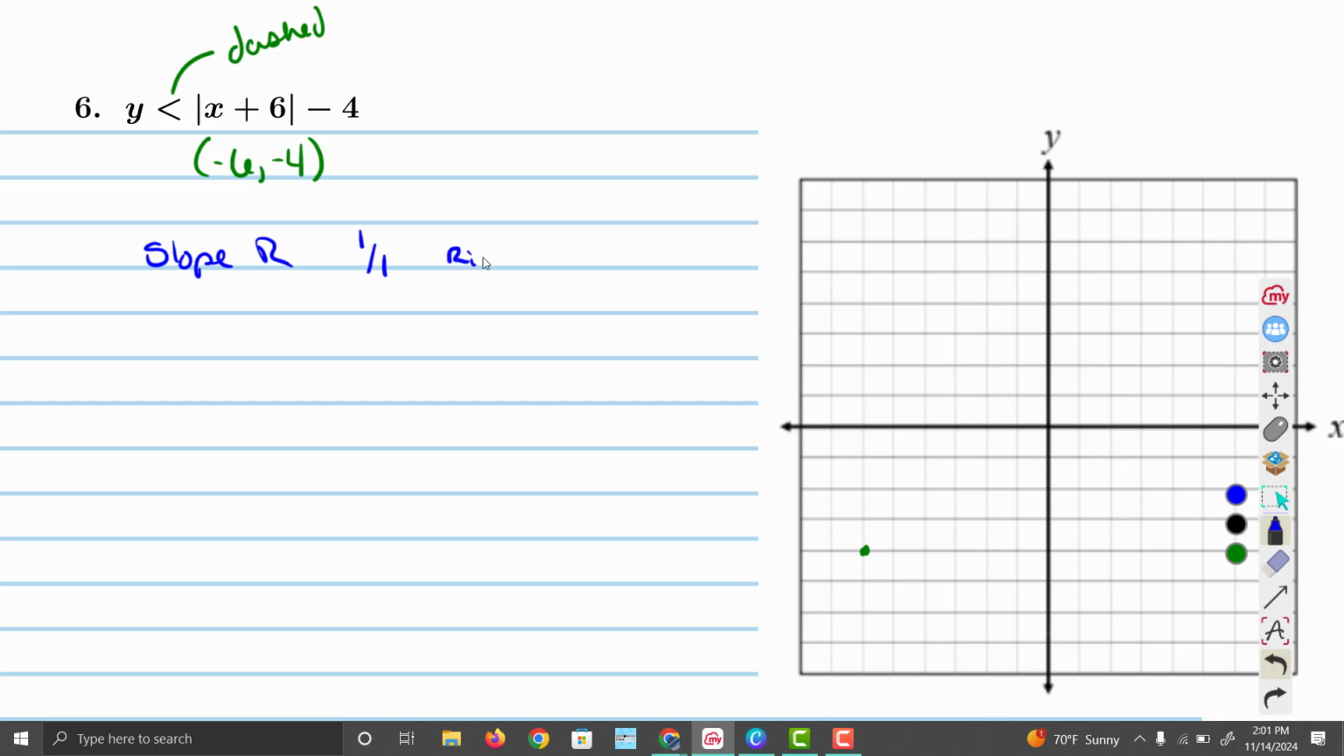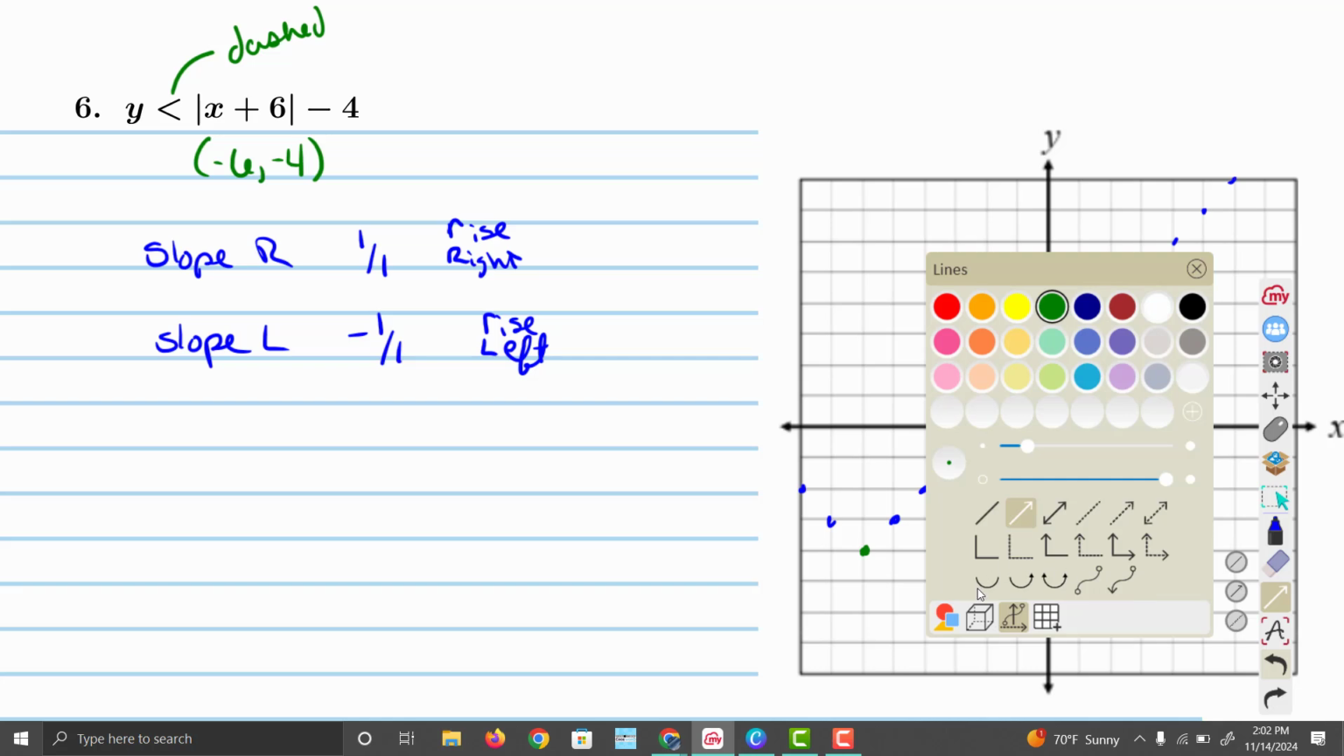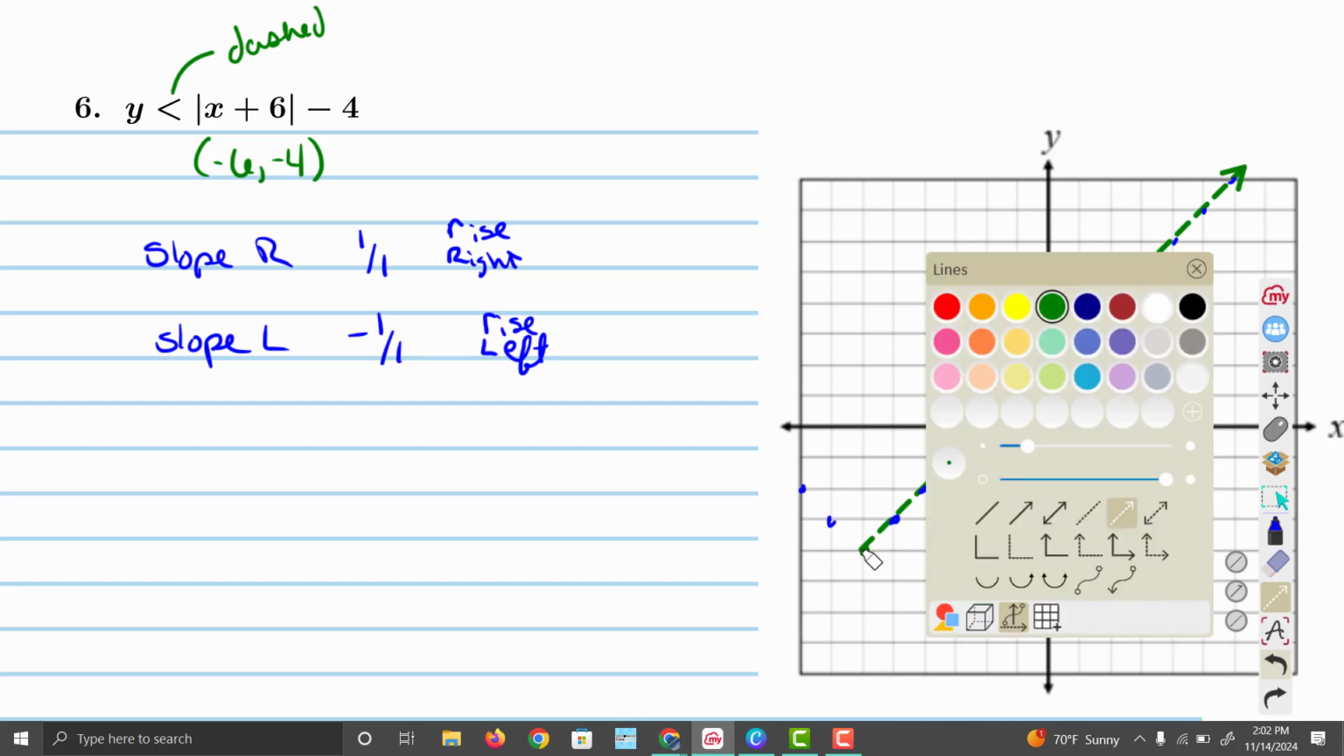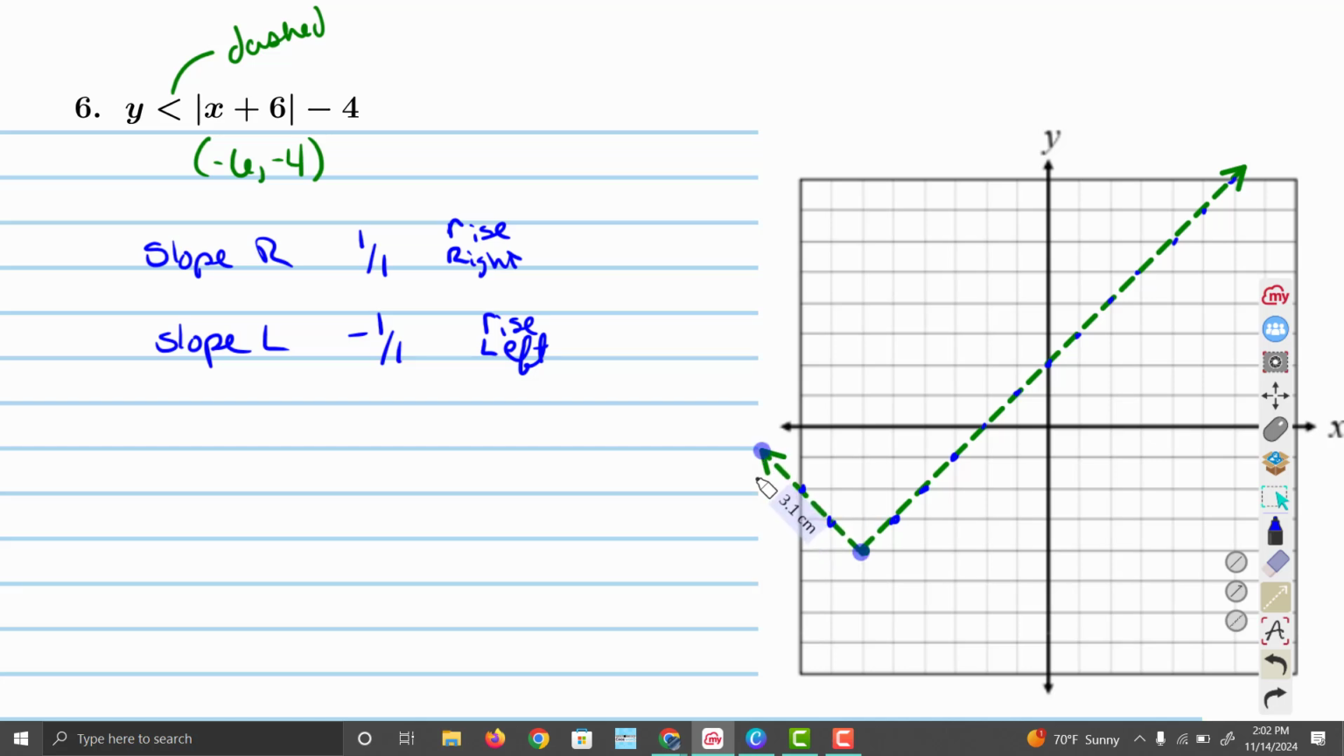So that means as I go right, I rise or go up. My slope going to the left is a -1/1. So as I go left, I need to rise. So I'm going to go ahead and draw those points in so I can come back in with my line. This time my line needs to be dashed. So I need to make sure my line is dashed. As I go up to the left. And I'm going to do the same thing going up to the right.